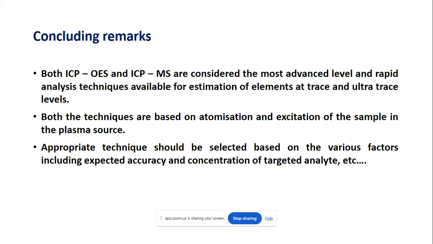So the conclusion is that ICP-OES and ICP-MS are considered the most advanced and rapid analytical techniques. It hardly takes 5 minutes for one sample to get the results, and both techniques are reliable. You can choose the technique based on your expected metal concentration. If you require ppb or lower concentration measurement, you go for the MS, and if you require ppm kind of measurement, then go for the ICP-OES. That is the basic understanding you should have when you choose the method for the analysis.